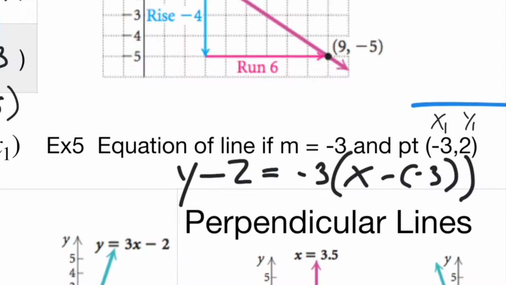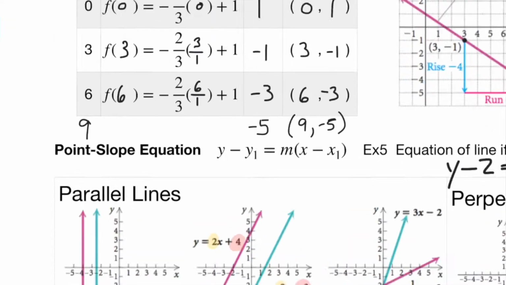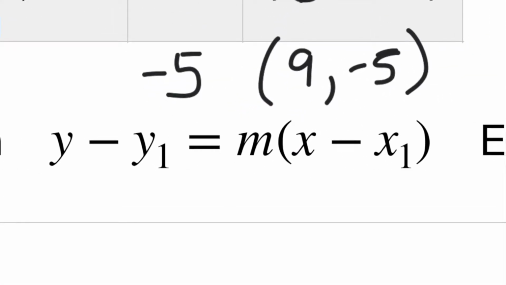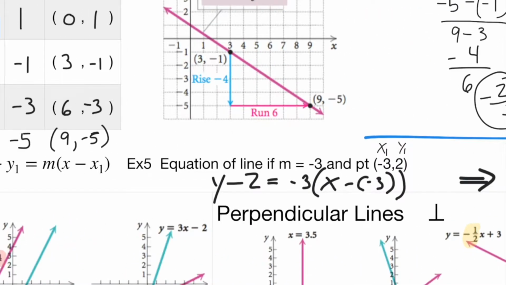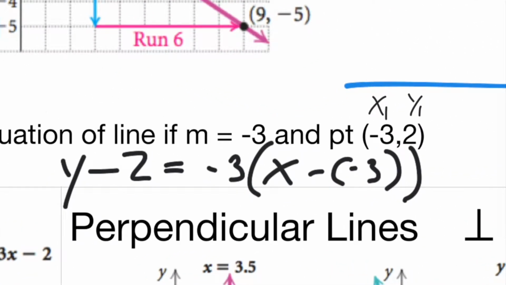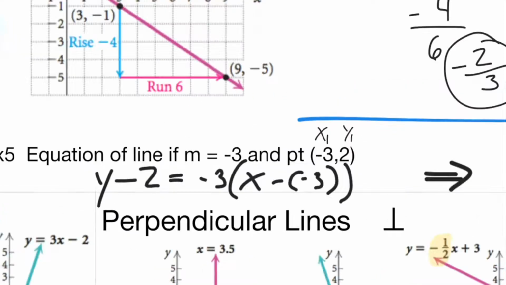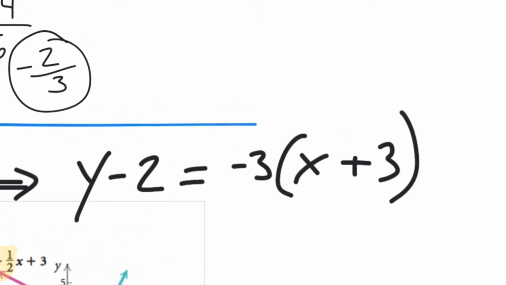Here's another formula that you might have had in Algebra 1. If you want the equation of a line, if m equals 3 and the point is negative 3, 2, then you can use the point-slope form, which is right here: y minus y1 equals m times x minus x1. And you fill in the information. Again, I enjoy labeling this x1, y1. This is negative 3, y1 is right here, 2. And you can simplify that a little bit. You get here.